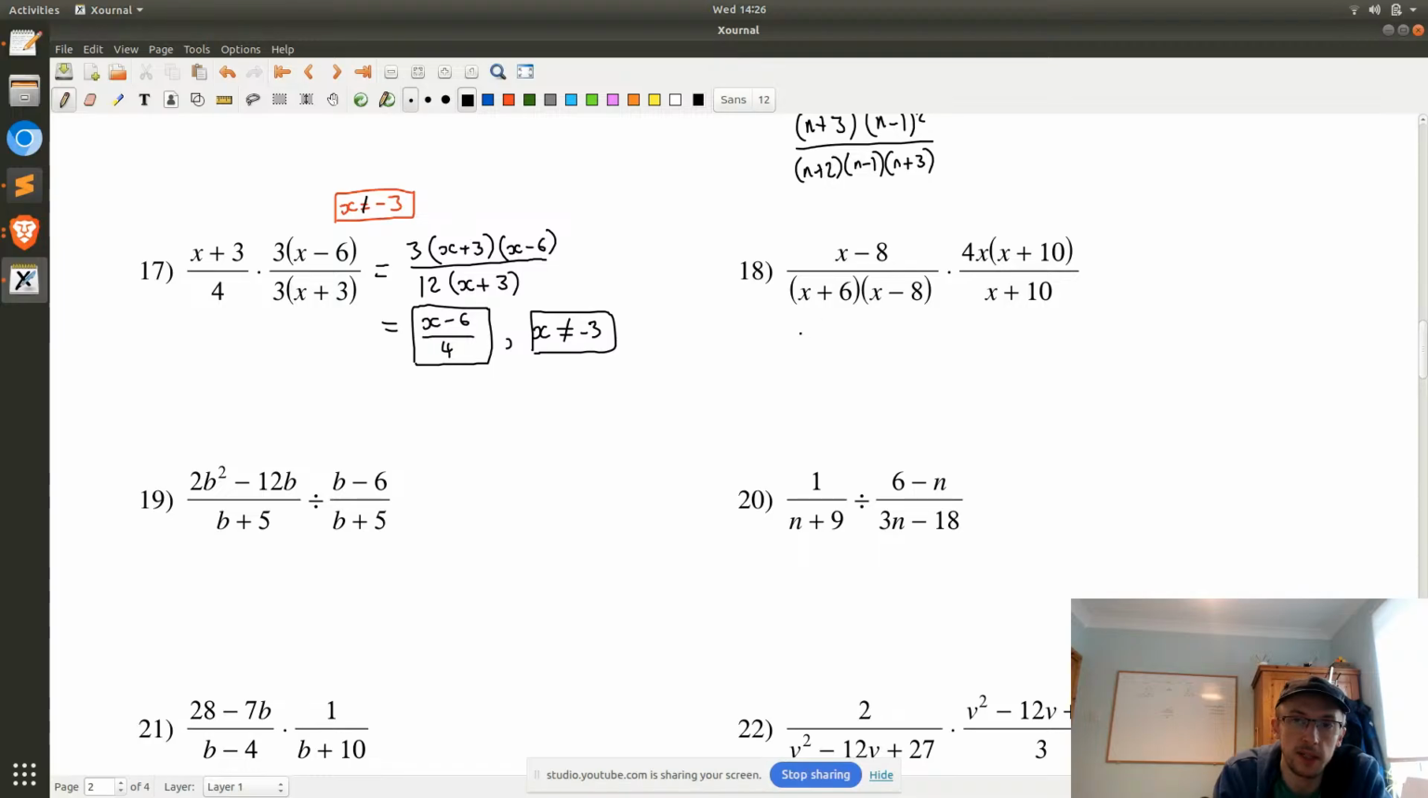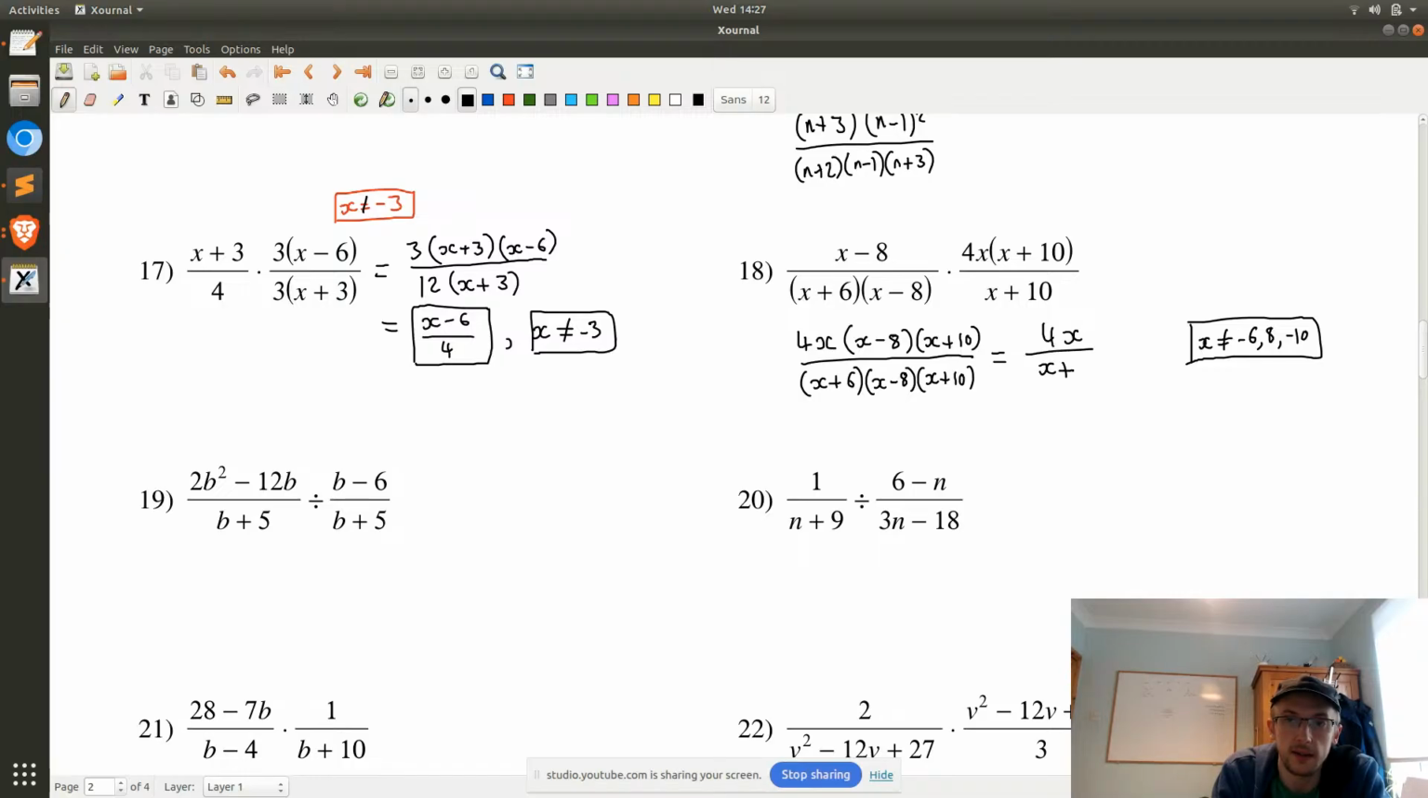Now, we do the arithmetic, and we get this giant expression on the top and on the bottom. So write out: x may not be -6, 8, or -10. And now simplify: cross, cross, cross, cross. So 4x over (x + 6).